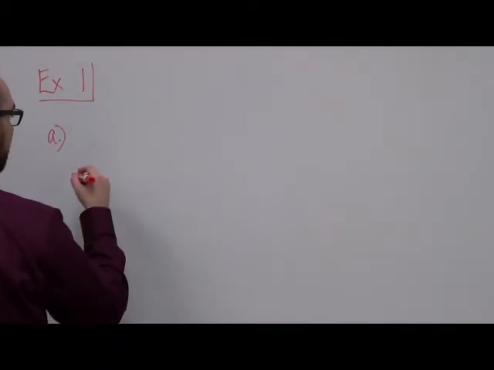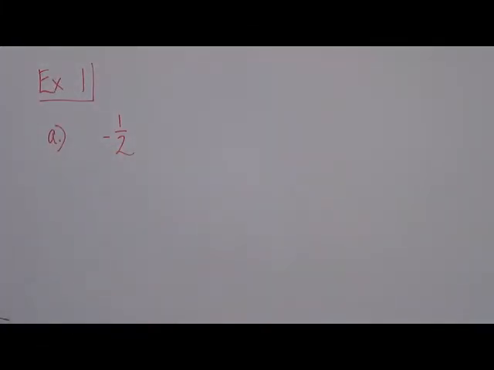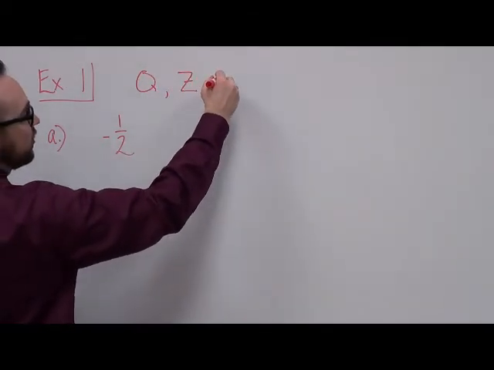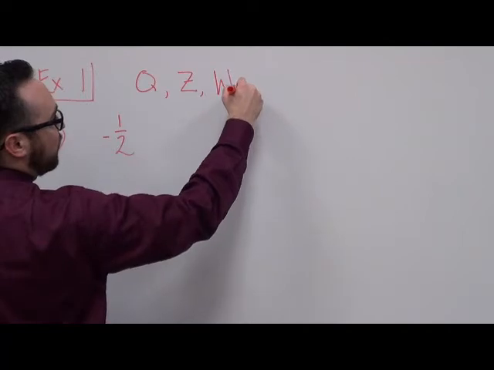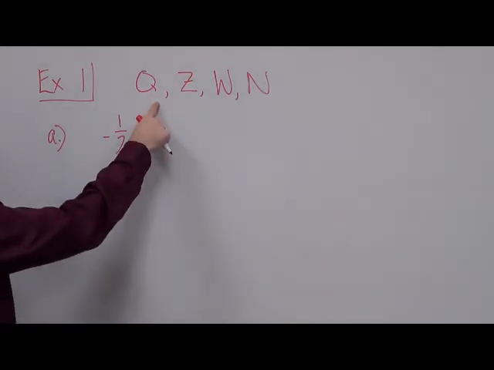So we took a look at this. If I have example number 1 here, let's say they want us to classify these as within those groupings. And let's say I had a -1/2. It's a fraction, and we're going to ignore the real for now. We don't have to worry about the real. So we're just looking at Q, which is rational, Z, which is integer, W, which is whole, and N, which is natural. We're just going to look at those 4-letter groupings. So this is a fraction, which means it is indeed a Q.